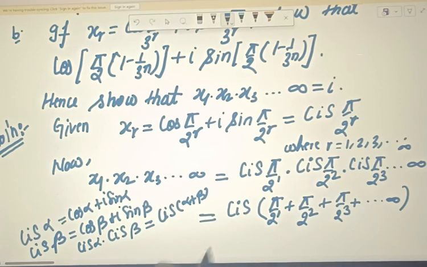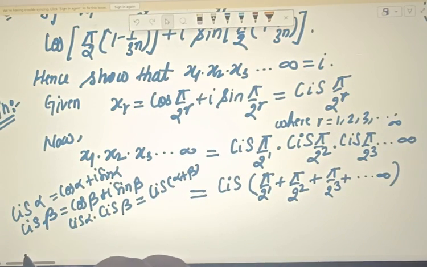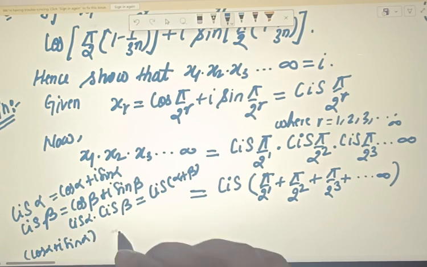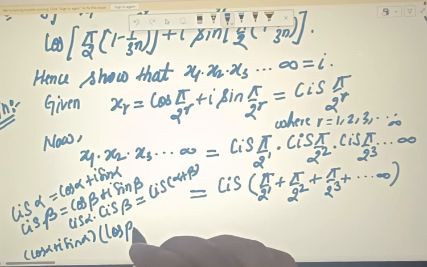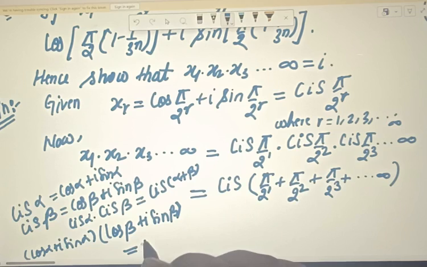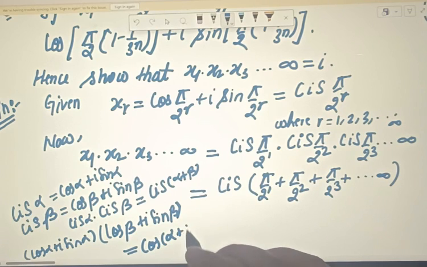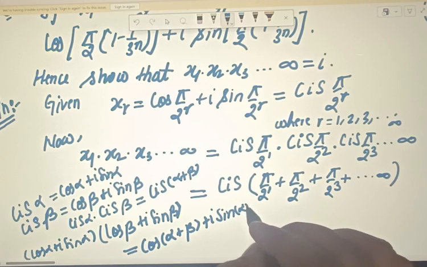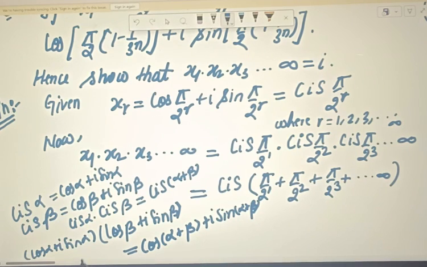What does it mean? It means that if cos alpha plus iota sin alpha is multiplied by cos beta plus iota sin beta, then it will give you cos (alpha plus beta) plus iota sin (alpha plus beta). Okay, understood? So if you multiply two complex representations, then the angles will be added in both the real part and the imaginary part, okay?